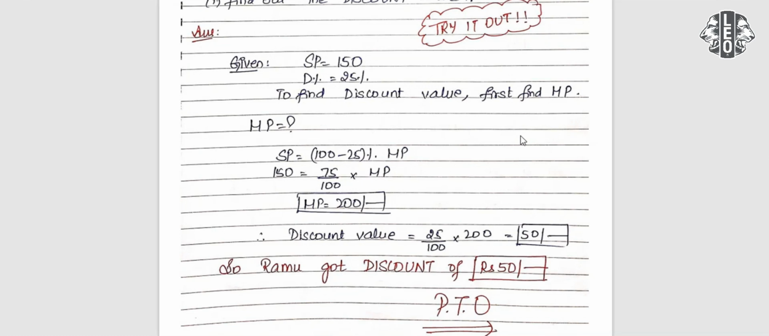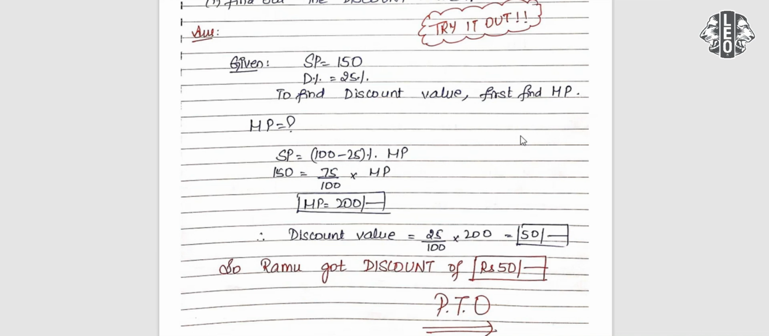Now to find the discount value, what is the discount value formula? Discount initial value is the marked price. So discount value is equal to the discount percentage into initial value, the marked price. Now to find the marked price, we have the initial skeleton: final value is equal to 100 minus discount percentage into marked price. Selling price is given, so write down 150 is equal to 100 minus 25, where 25 is the discount percentage. 100 minus 25%, so 75%. 75 by 100 into marked price. 75 twos are 150. So 200 rupees is the marked price.